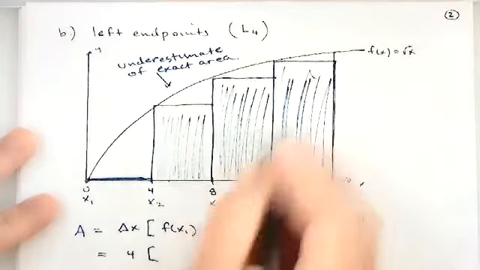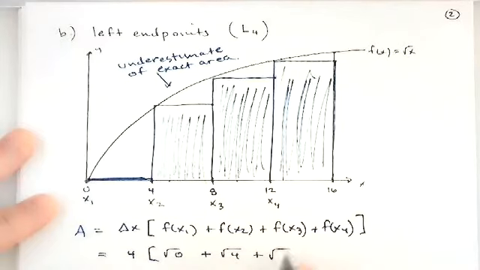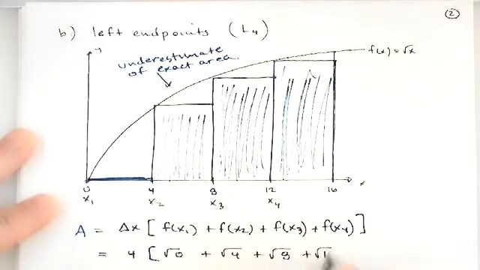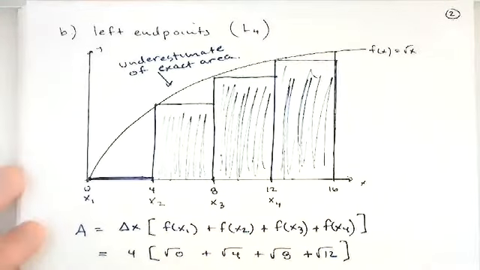Okay, now we know it's the square root function. And now since I'm using 0, this would end up being the square root of 0 plus the square root of 4 plus the square root of 8 plus the square root of 12. And if you work that out, you end up getting 33.17, about.